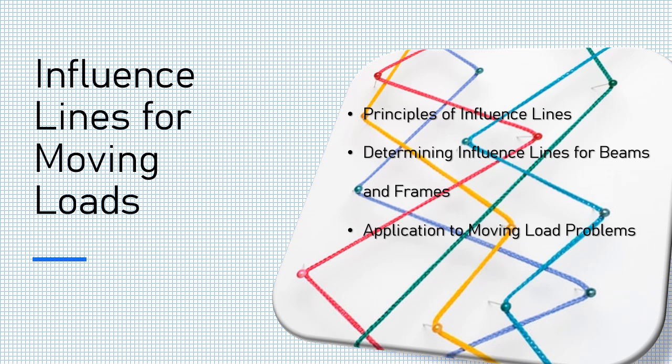4. Critical load positions. The influence line helps identify the positions of the moving load where the internal force, e.g., moment or shear, is maximized. This is crucial for structural design, as engineers can use these positions to calculate the worst-case scenario for loads applied on the structure.